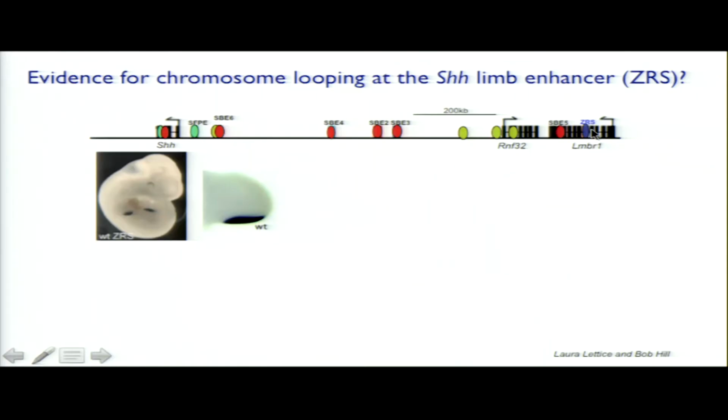I'm going to focus first of all on the famous limb enhancer for sonic hedgehog, which was discovered by my colleague in Edinburgh, Bob Hill. It's called the ZRS. There it is there. A million base pairs away from the genic controls, 2 genes away. It's stuck in the intron of this gene called LMBR1, which is nothing to do with the limb.